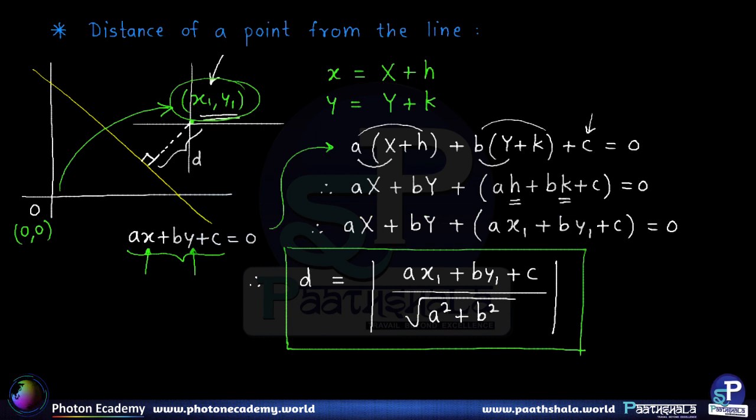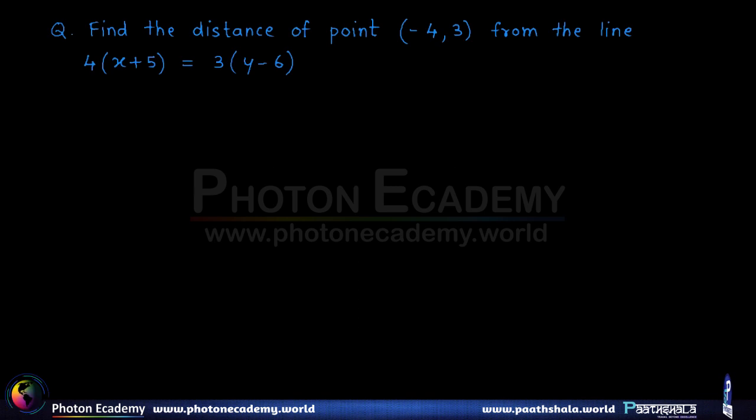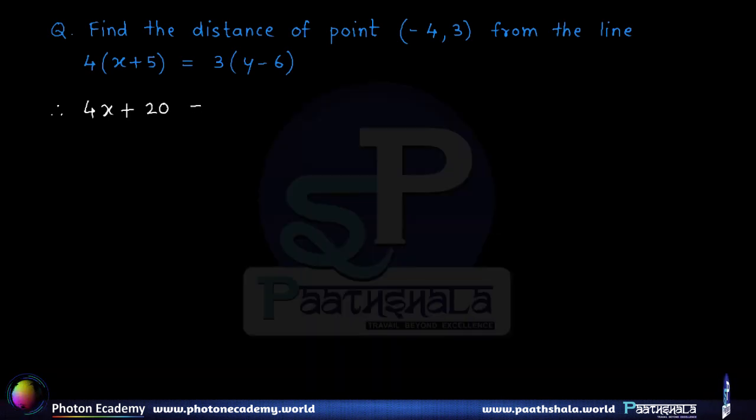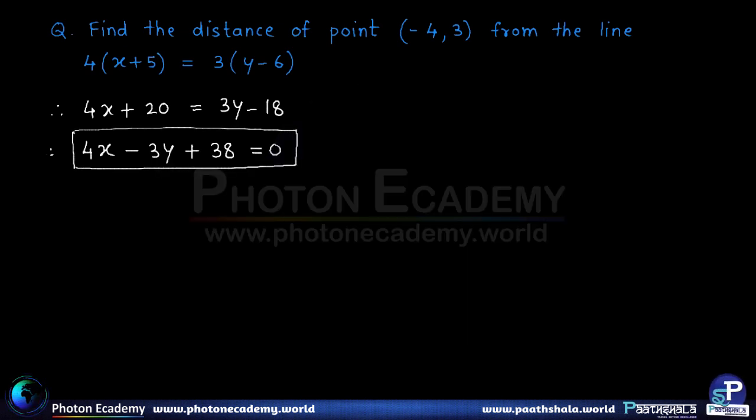Now let's solve one simple example based on this result. Find the distance of point -4, 3 from the line whose equation is given. Now if you observe the equation, it is not in the general form, right? So we have to first convert it into the general form. So therefore let us simplify. We get 4x plus 20 is equal to 3y minus 18. So therefore bringing all terms on one side, we have 4x minus 3y plus 38 is equal to 0. So we have got a general form of the equation and the point is given.